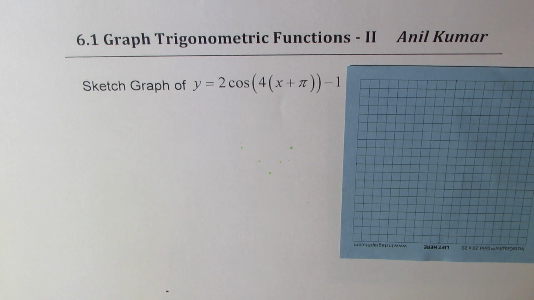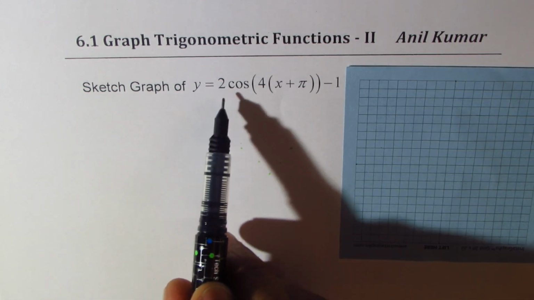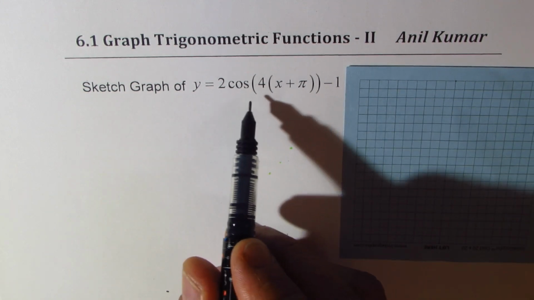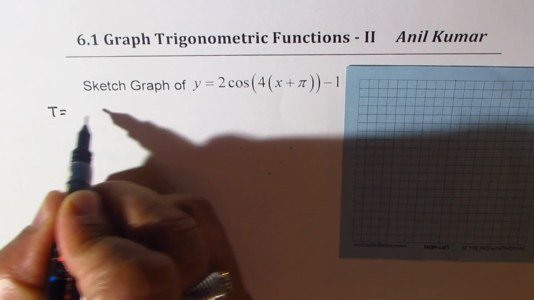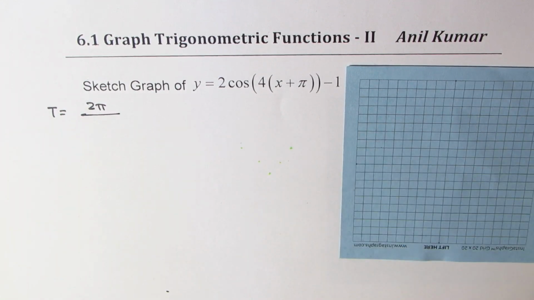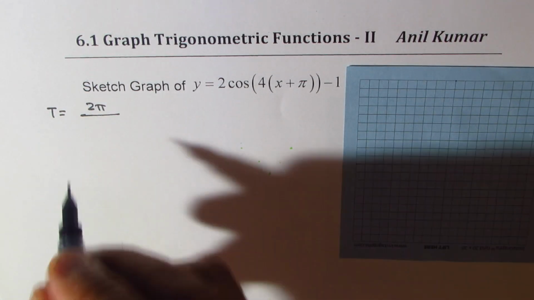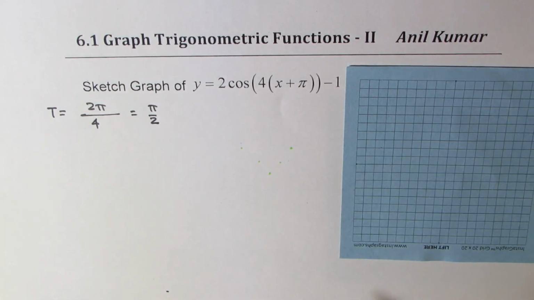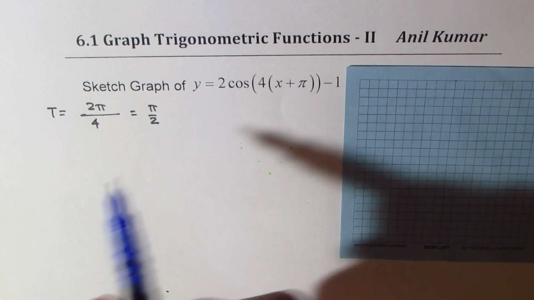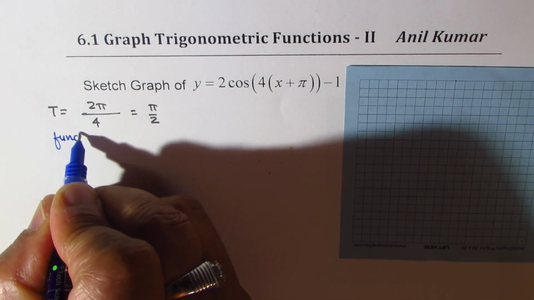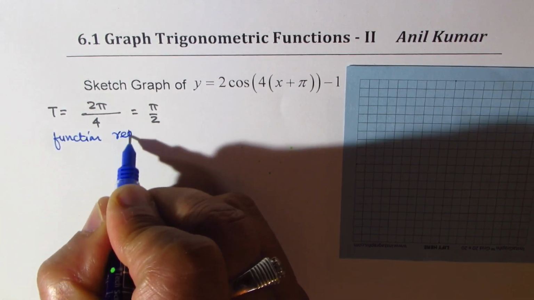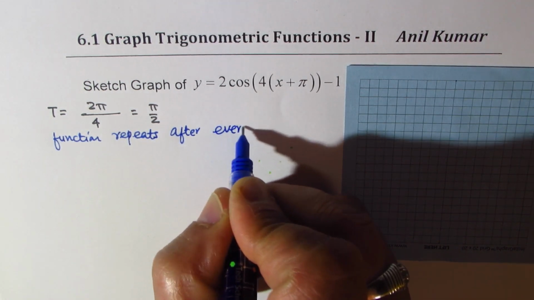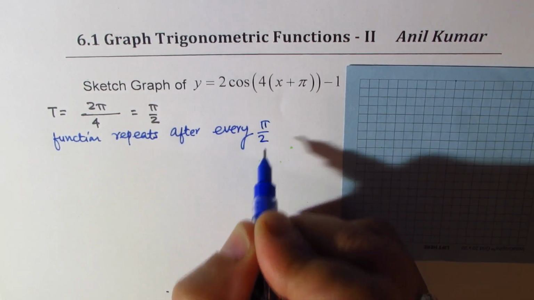Here is a very interesting question. We need to sketch the graph of y equals 2 cos(4x plus pi) minus 1. So let's find the time period T, which is 2 pi by the k value, which is 4 in this case. So we get pi by 2 as our time period. That really means the function repeats after every pi by 2. Is it okay?